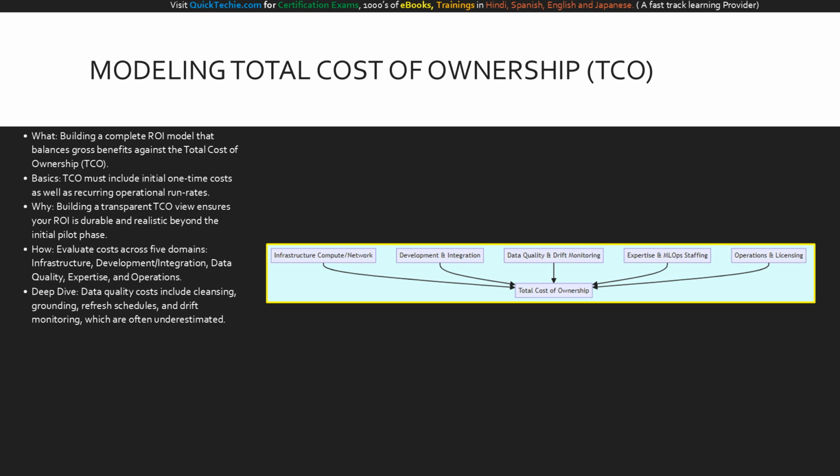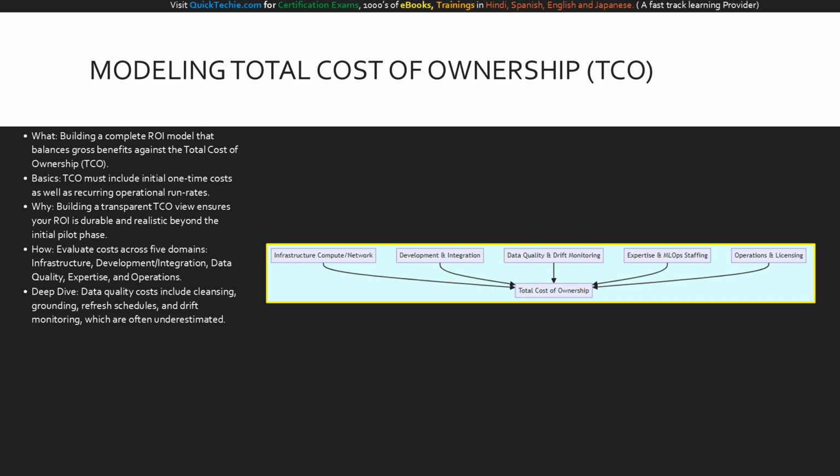Notice the 5 distinct cost pillars pouring into the central total cost of ownership node at the bottom. On the far left, we have infrastructure, which covers compute for inference, storage, and networking. Next is development and integration, covering orchestration and security testing. The middle pillar is data quality and drift monitoring, highlighting the ongoing cost of keeping the AI's knowledge base clean and relevant. Next is expertise and MLOps staffing, representing the human cost of architects and change management. Finally, operations and licensing covers the recurring software fees and telemetry monitoring.